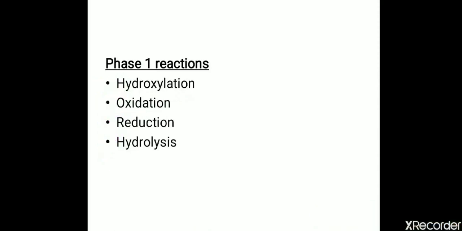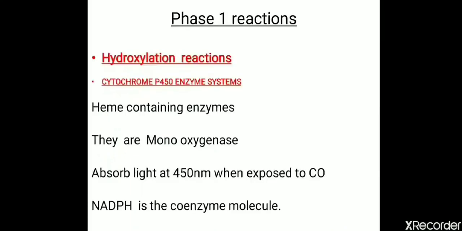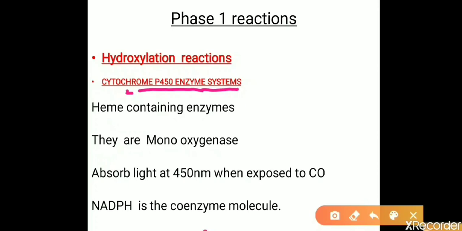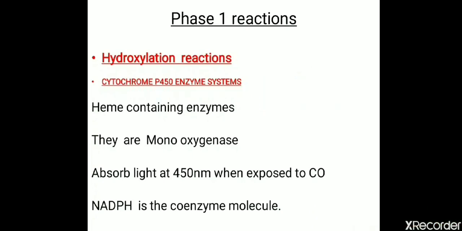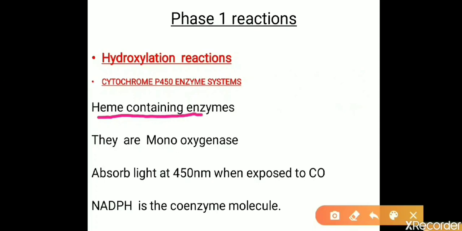So the major phase 1 reaction is hydroxylation reaction, and this hydroxylation reaction is mediated by a specific group of enzyme which is known as Cytochrome P450 enzyme system. Actually, it is a group of enzymes which are present in our body. There are around 20 to 200 isoenzyme forms of this Cytochrome P450 in our body. And all these Cytochrome P450 contain heme in their structure. So all these Cytochrome P450 enzymes are heme containing enzymes, and they are considered as monooxygenase.